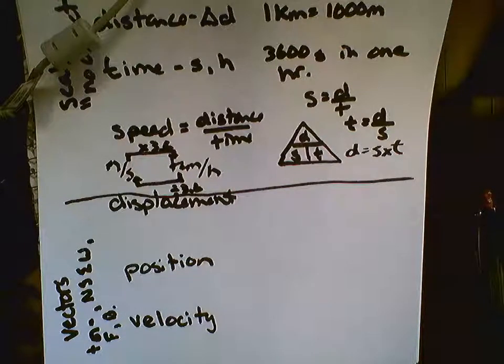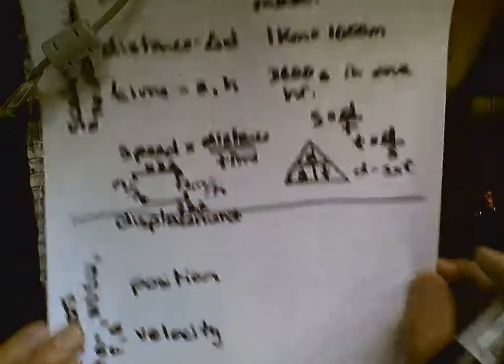We would talk about velocity if we were talking about jets going across the Atlantic Ocean. It's very important to know the direction they're going in. So we always have a vector or direction when we talk about velocity.